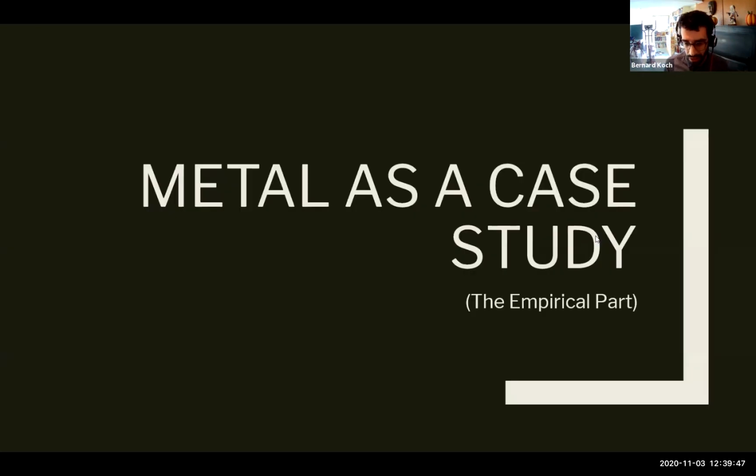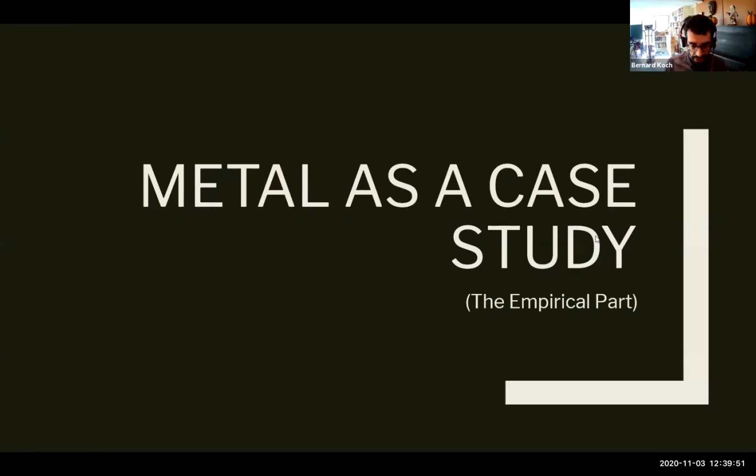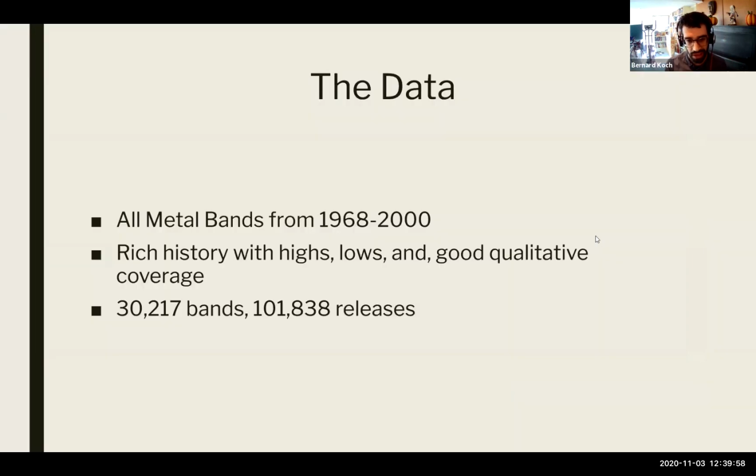Okay, so now I'm going to talk a little bit about metal music. I think this is a fun case study that I've been working on for a couple years now. I'll have the link to the paper at the bottom if you're interested. It's on SocArXiv. But it's a cool data set where we have pretty much every band from 1968 to 2000. Metal is an interesting case study because it's like a classic cultural form.